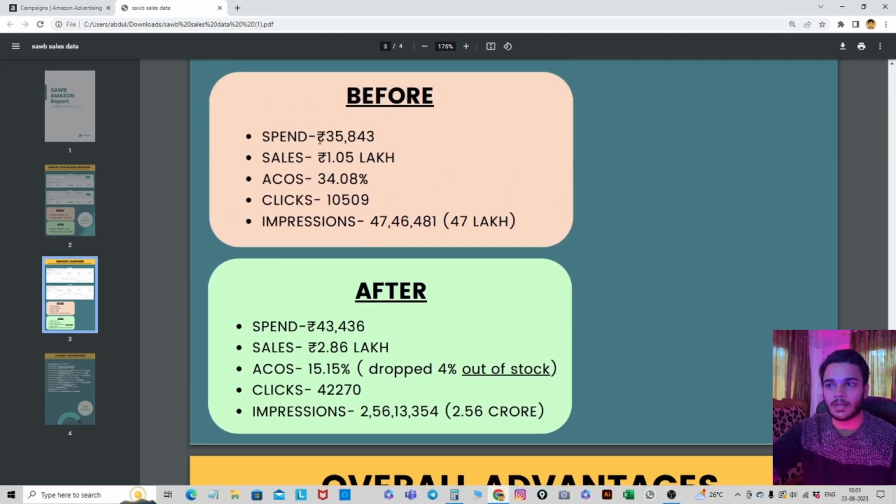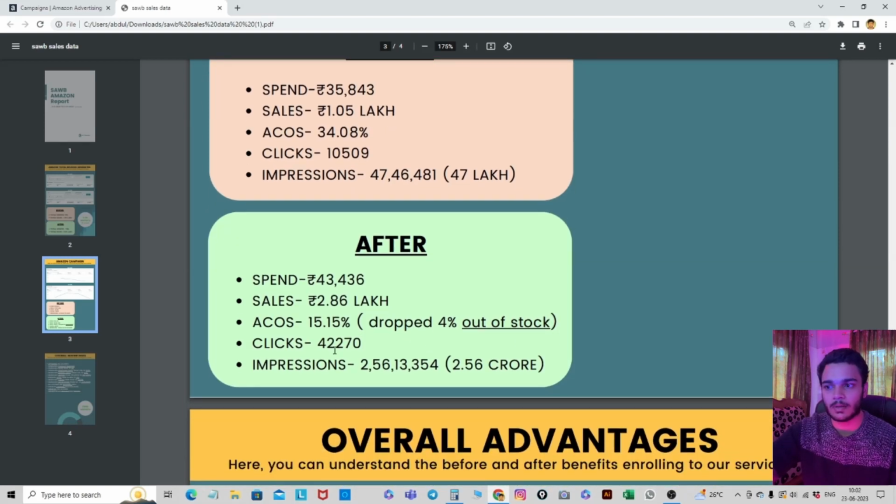So coming to the campaign, they spent 35,000. We also spent around 43,000, and they got only 1 lakh. Okay, but we got nearly 1.86 lakh. It means around 3 lakh. Okay. ACOS was 34% before they were joining with us, and 50%, but 4% only happened from the client side due to auto shows. And the clicks also doubled 4 times.